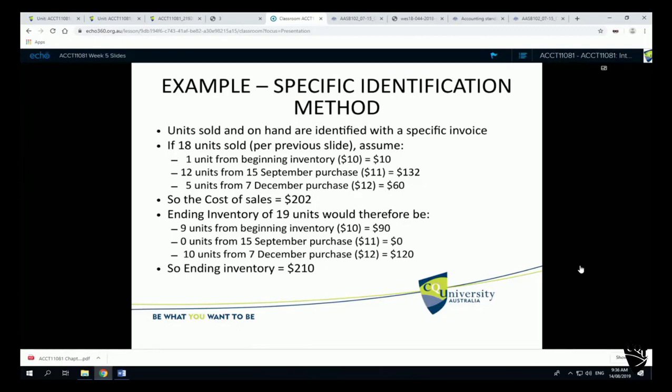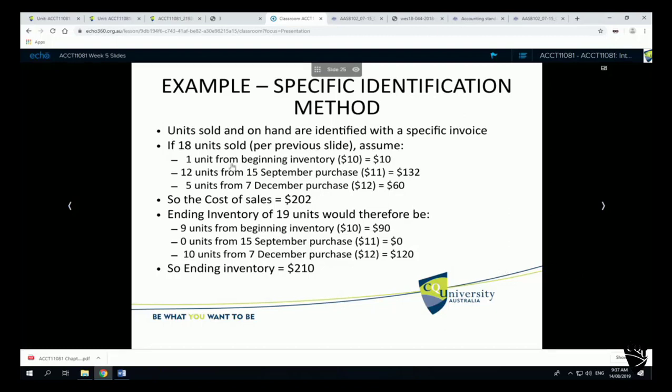This method assumes that we can specifically identify each individual item that we sell and the price that we paid for it. So think of like a car dealership or a yacht building company. We can usually easily identify the exact cost for each vehicle or each yacht that we sell. In this case, it's easy to specifically identify the cost associated with each unit. So we could specifically identify each of the 18 units sold. So let's just assume this.